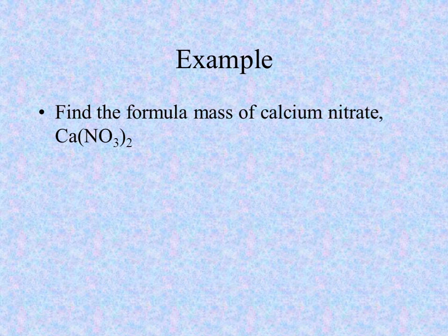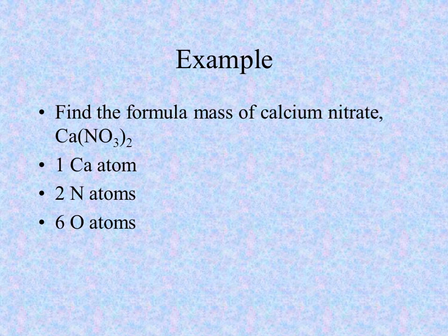If we take calcium nitrate as an example, looking at the formula, we see that we have 1 calcium atom. Distributing the subscript through the parentheses gives us 2 nitrogen atoms and 6 oxygen atoms. Going to the periodic table and finding the atomic masses for each of these elements to 3 sig figs, we take it times the number of atoms that we have for each one respectively.